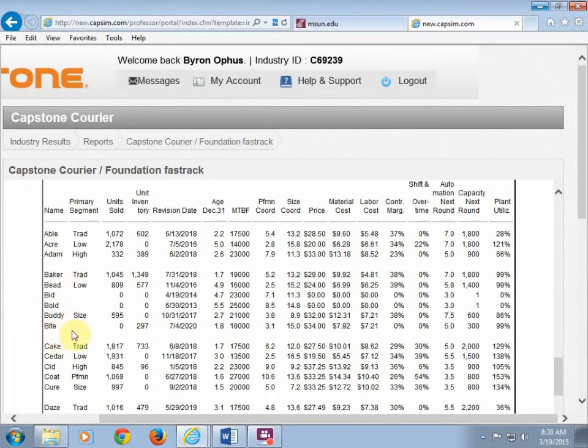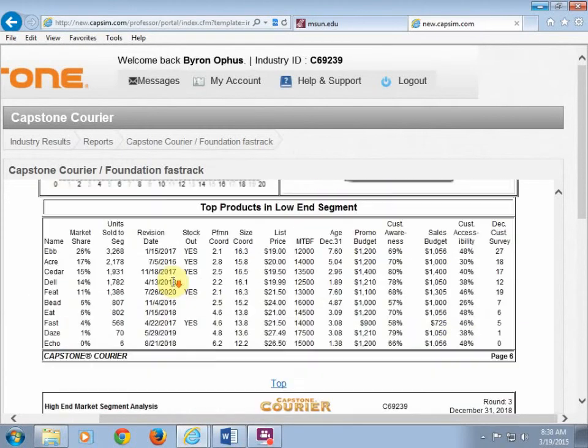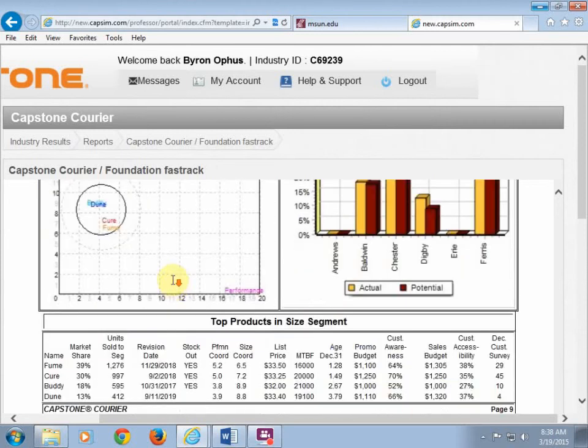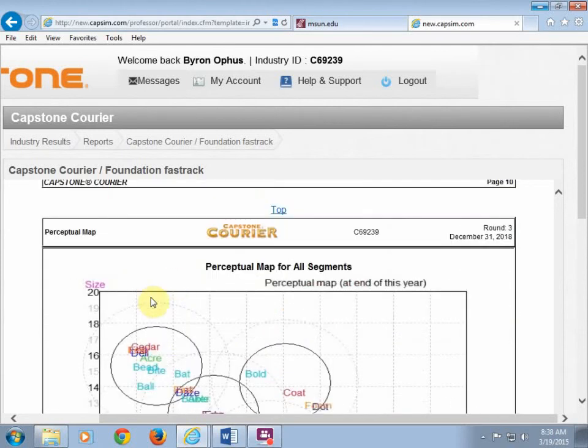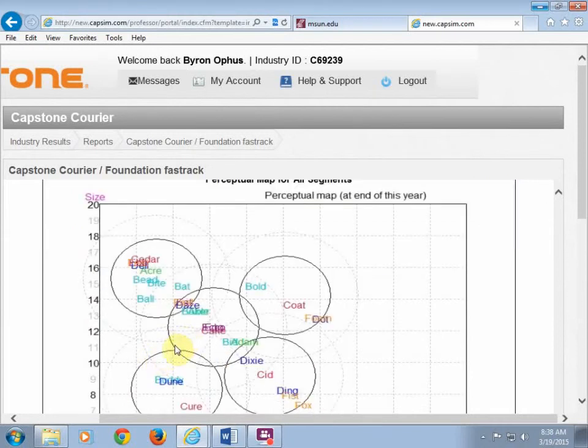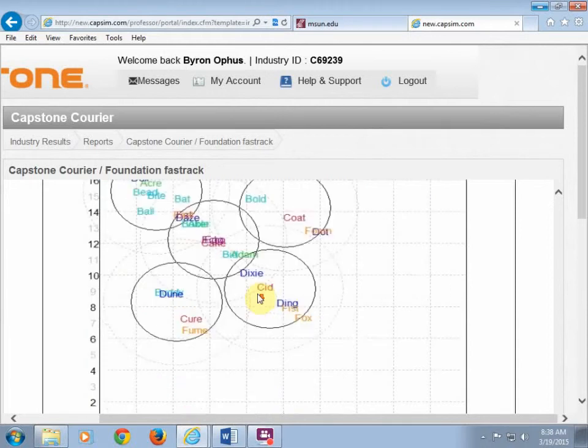Bid and bold and bite was a new one, though, right? Yeah, our performance and size coordinates, I don't know if they didn't save or someone changed it, but that was supposed to be at the highest point for our size segment. So bid and bold are going to go away, but you got ball and bat. Yeah, I don't know where those are coming from. It's got to be some new products that you've established the coordinates for, I'm thinking, but you haven't bought capacity for yet or anything, so it's not showing up above. Okay.